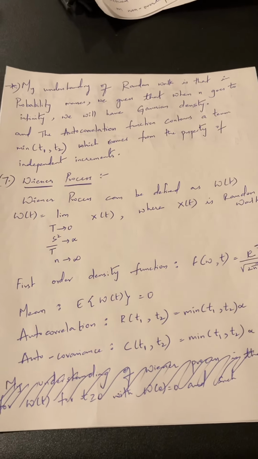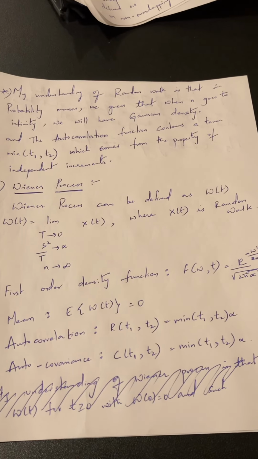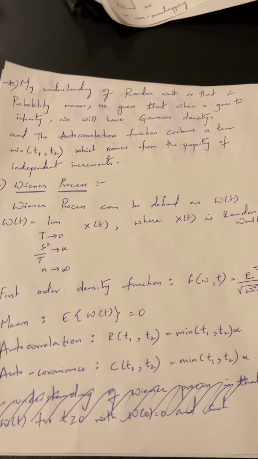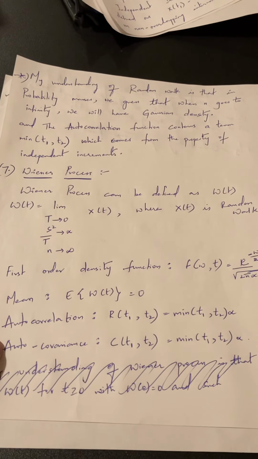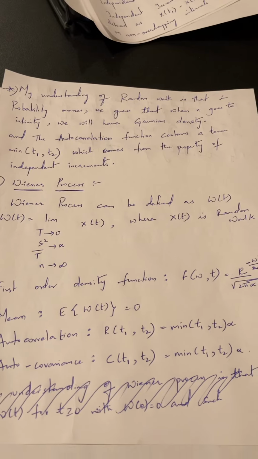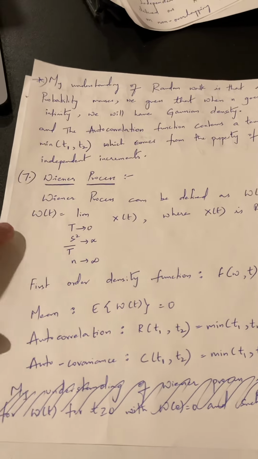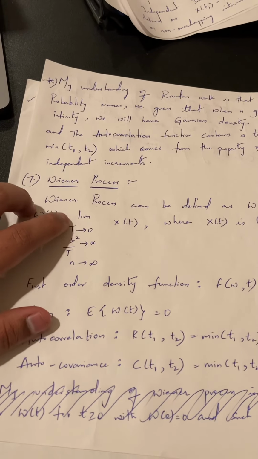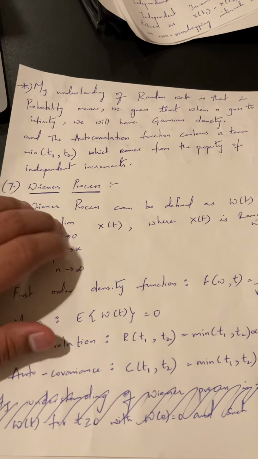Coming to the Wiener process, the mean is 0. The autocorrelation is given by this term, and the autocovariance is given by this term. We can also say from the random walk that we can define the Wiener process by this equation, as the limit where T tends to 0 and n tends to infinity of x(t).